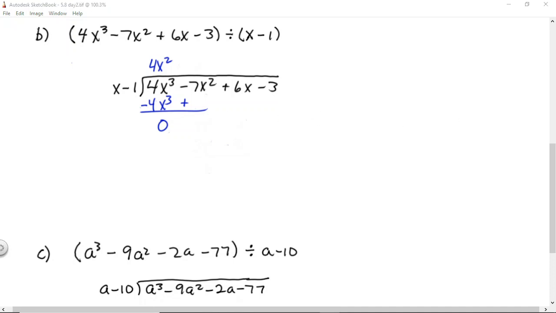Okay, so the 4x squared times x is 4x cubed, and we write negative 4x cubed. 4x squared times negative 1, that's negative 4x squared, so we write positive 4x squared. Okay, that's more like it. Now we add vertically. We do get the 0 there. We take negative 7x squared plus 4x squared is negative 3x squared.